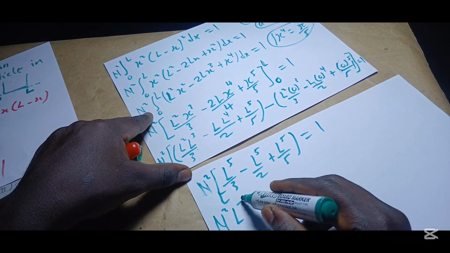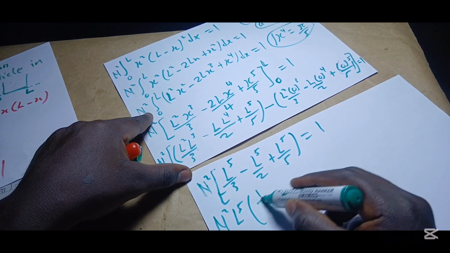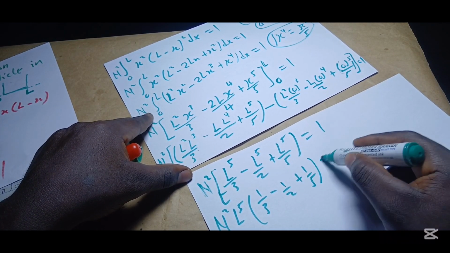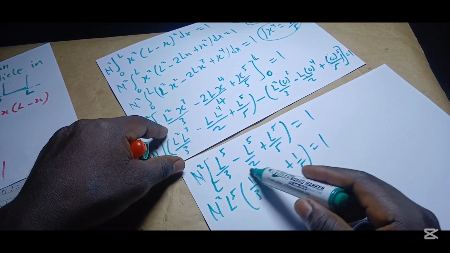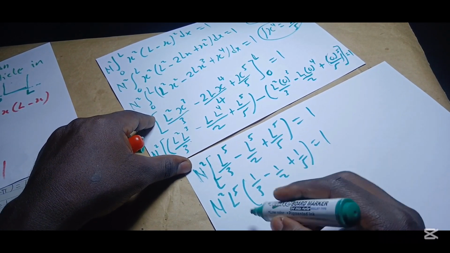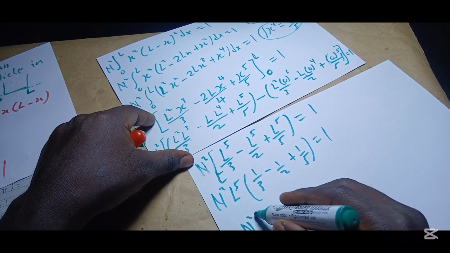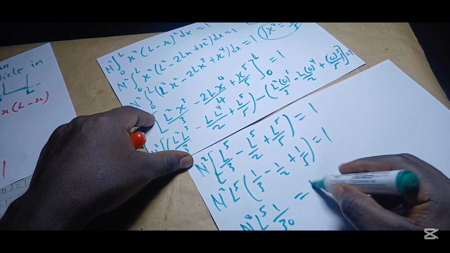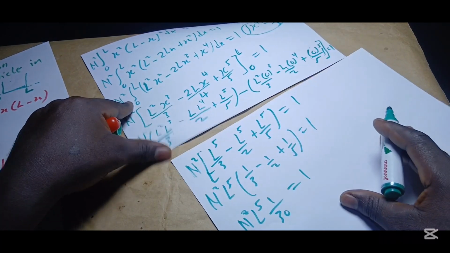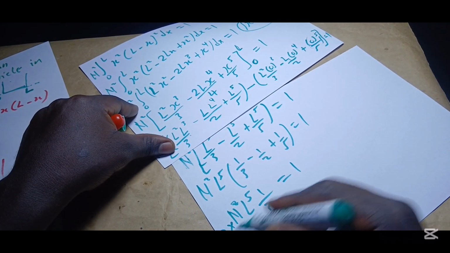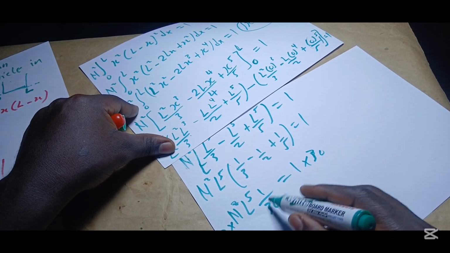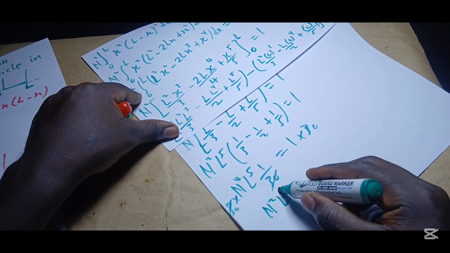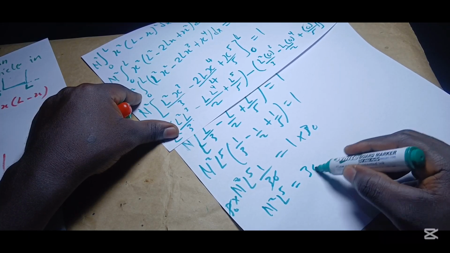So now let's factor L to the power 5 out. So N squared L to the power 5 into bracket, this place becomes 1 over 3 minus 1 over 2 plus 1 over 5 equal 1. So let's add whatever is in the bracket. We are going to get 1 over 30. So N squared L to the power 5, 1 over 30, equal 1. Multiplying both sides of the equation by 30, this will take care of that, and then we are going to get N to the power 2 L to the power 5 equal 30.